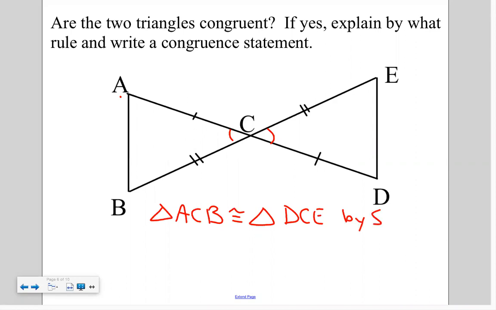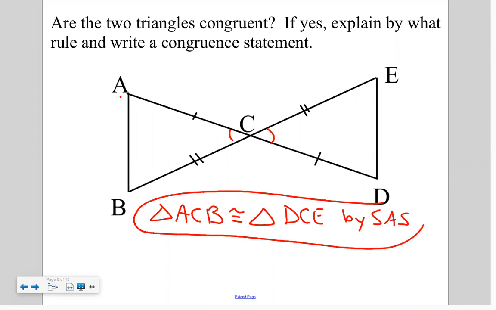By side angle side. Now, the naming part is where you just got to be careful. I'd say, and I mentioned this the other day, it's the most common mistake people make: they get the order mixed up with how they name the triangles. We need to make sure that those triangles, every corresponding part matches up.